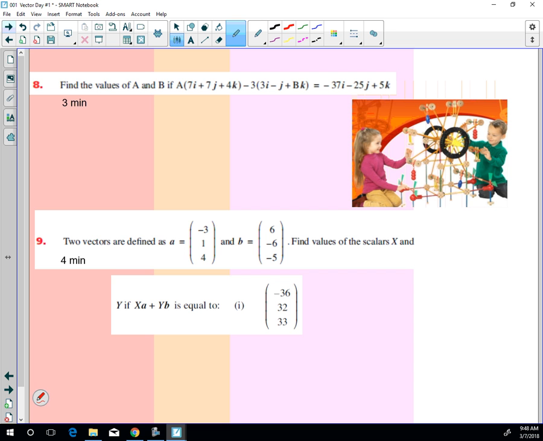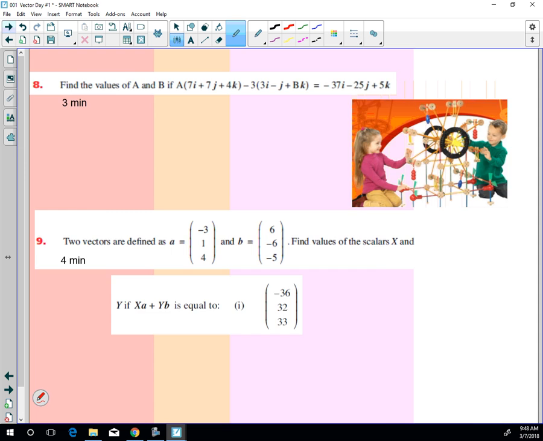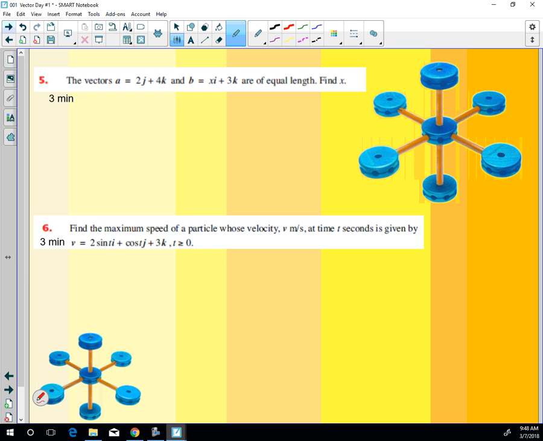Next. 6, sure. Is that down below here? Oh, it's later. Okay. Sure. 2, 6. Find the maximum speed of a particle whose velocity is v meters per second at time given by. Okay.